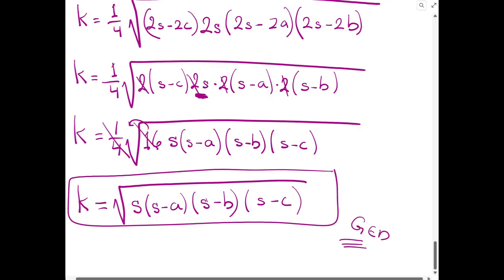of Heron's formula. All right, that was a long one, 30 minutes, but it was worth it. It's a beautiful, beautiful work of mathematics right there.